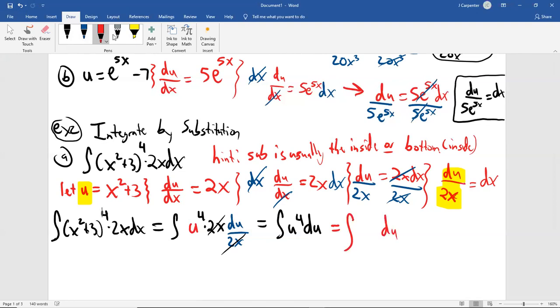You don't leave the du anymore. All that stuff is gone. When you go to apply your formulas, u to the 4th changes to u to the 5th. Divide by 5. This is an integration. You're adding 1 and dividing by that number, not bringing the exponent down and decreasing it by 1.